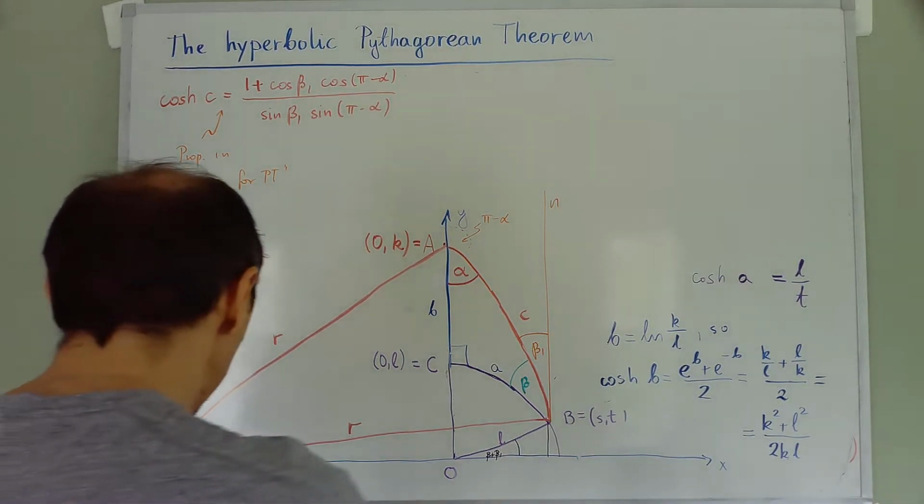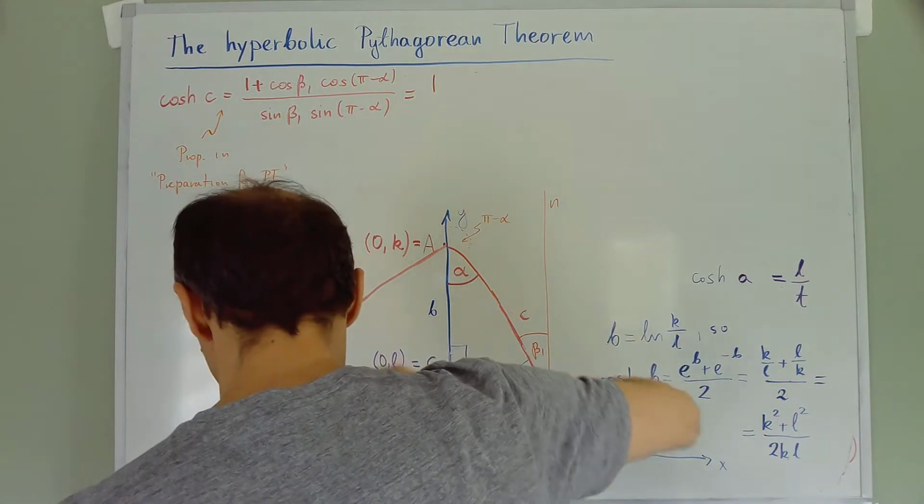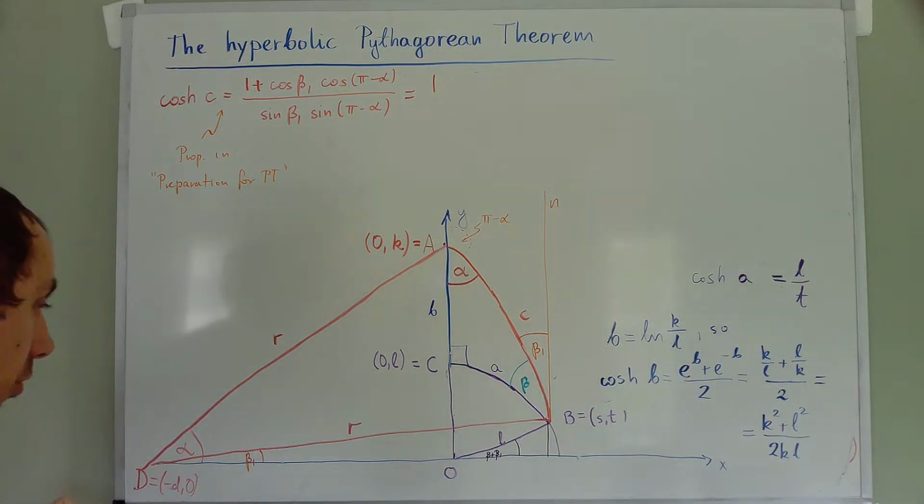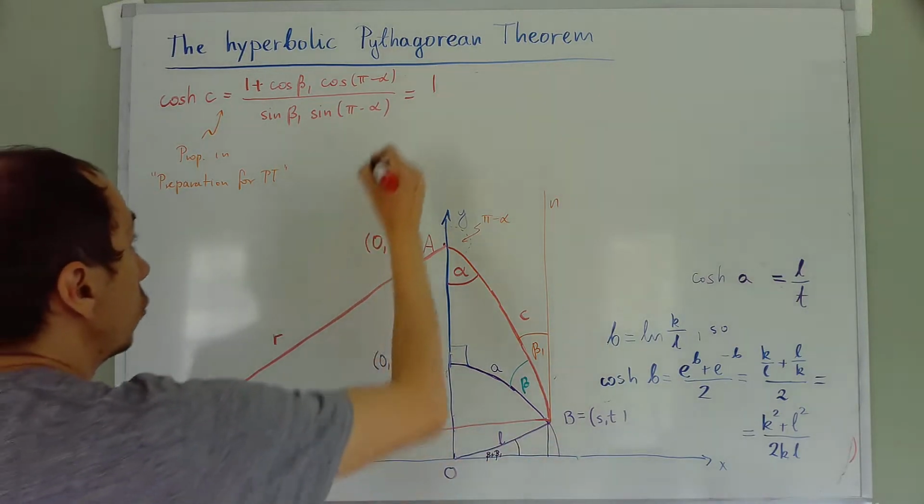Okay, so let's compute what this is. So I get 1 cosine beta 1. Where do I have my right triangle? It's right here. Cosine beta 1, so I'm going to use the triangle.